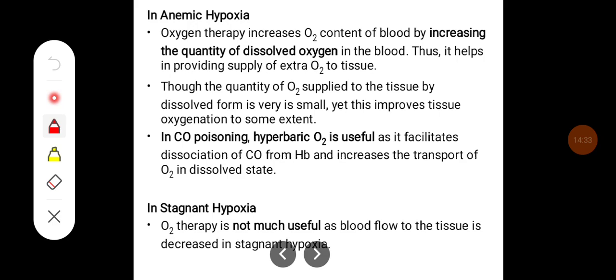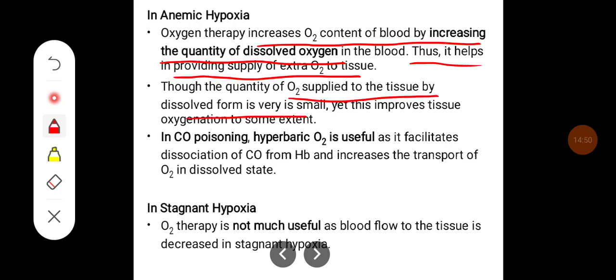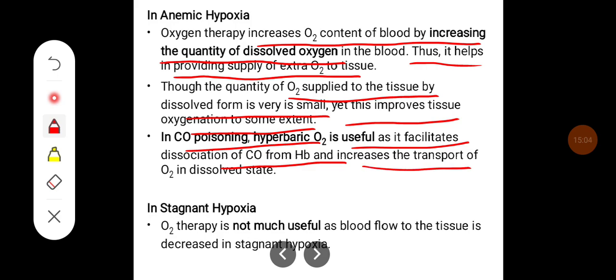In anemic hypoxia, oxygen therapy increases oxygen content of blood by increasing the quantity of dissolved oxygen in the blood. Thus, it helps in providing supply of extra oxygen to the tissues. Though the quantity of oxygen supplied to the tissue by dissolved form is very small, yet this improves tissue oxygenation to some extent. In carbon monoxide poisoning, hyperbaric oxygen is useful as it facilitates the dissociation of carbon monoxide from hemoglobin and increases the transport of oxygen in dissolved state.